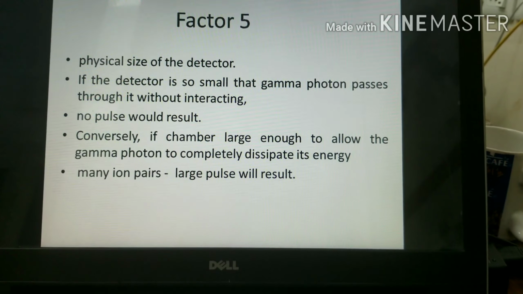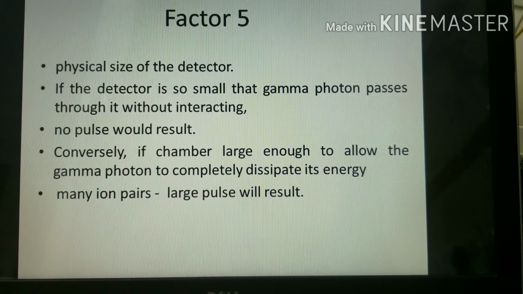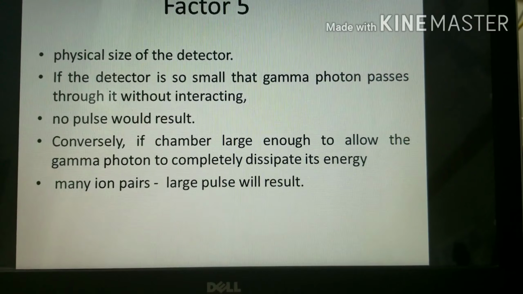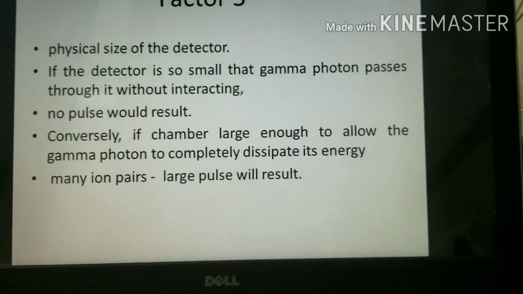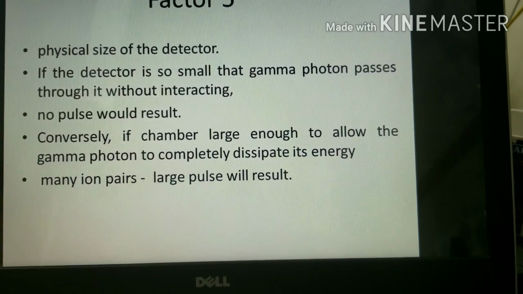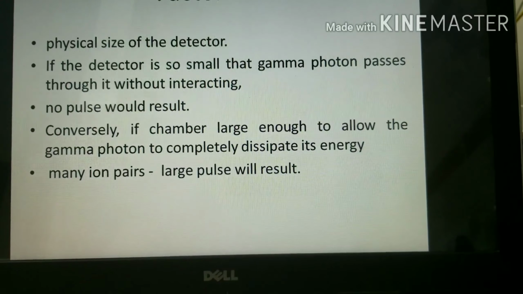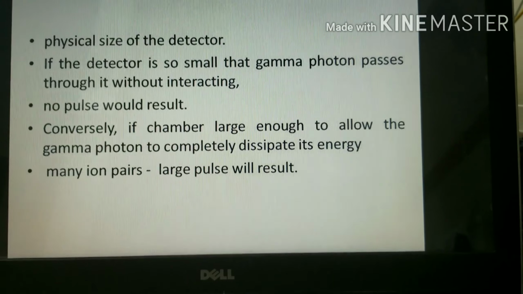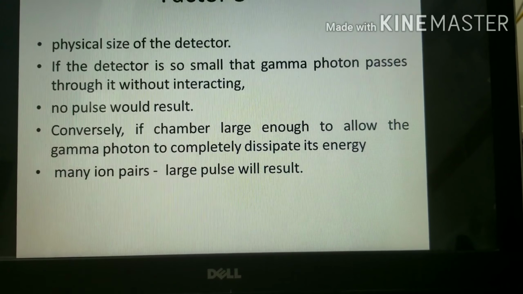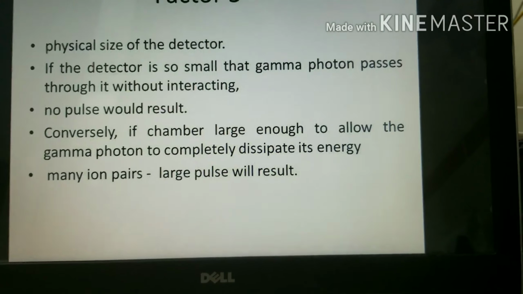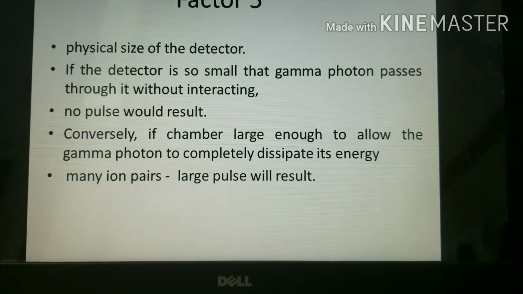The 5th factor is the physical size of the detector. If the detector is of a small size, then a gamma photon passes through it without interacting with the material. So we will not have any pulse. Conversely, if the chamber size is large, then gamma photons will completely dissipate their energy inside the detector. So we will get many more ion pairs, and the pulse will be large.